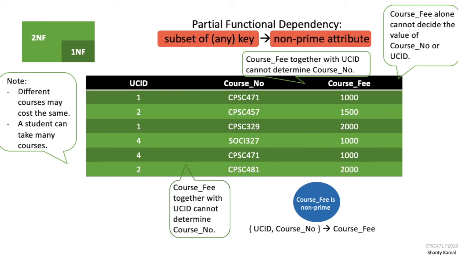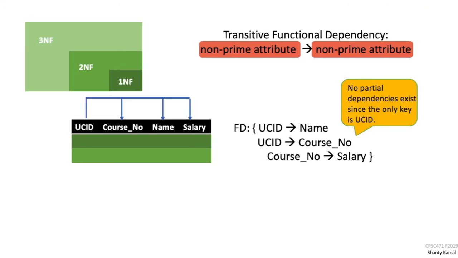Now we need to check whether or not partial dependencies exist by checking to see if any non-prime attribute, in this case just course fee, depends on either half of the candidate key alone. We see that course fee depends on course number. This is not in 2NF, since there is a partial dependency. Now let's look at another example. Given the following table and functional dependencies, we see that no partial dependencies exist, since the only key is the UCID, so this is in second normal form.